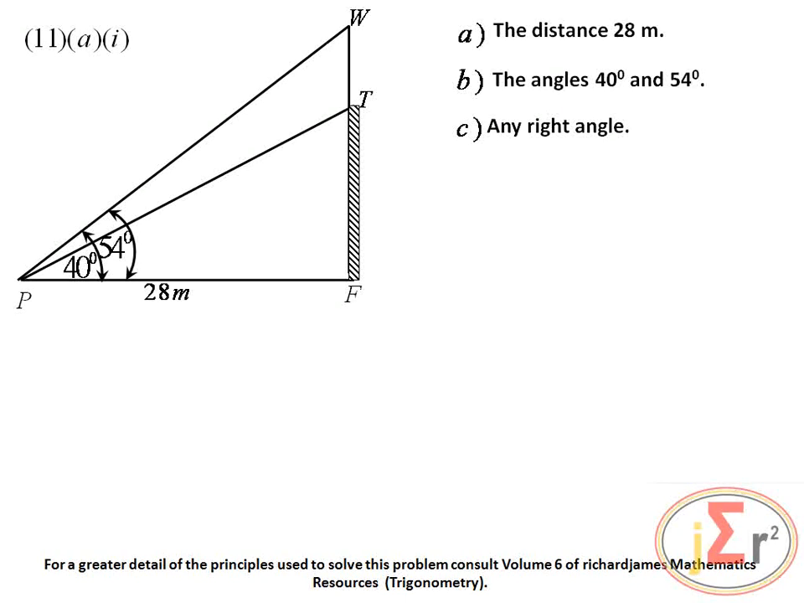Is there any right angle? Of course, we know that a horizontal and a vertical, so this is the horizontal ground, and a vertical tower will meet at right angles. So we will have a right angle right there. No problem. And then now we are required to calculate the value of TW. So let us calculate TW.